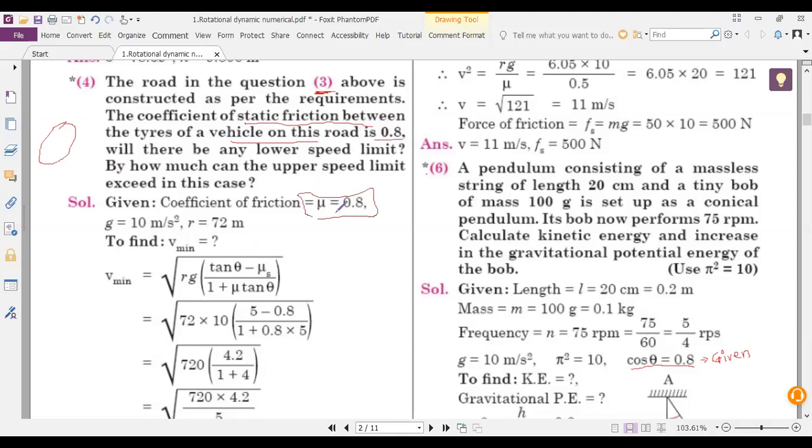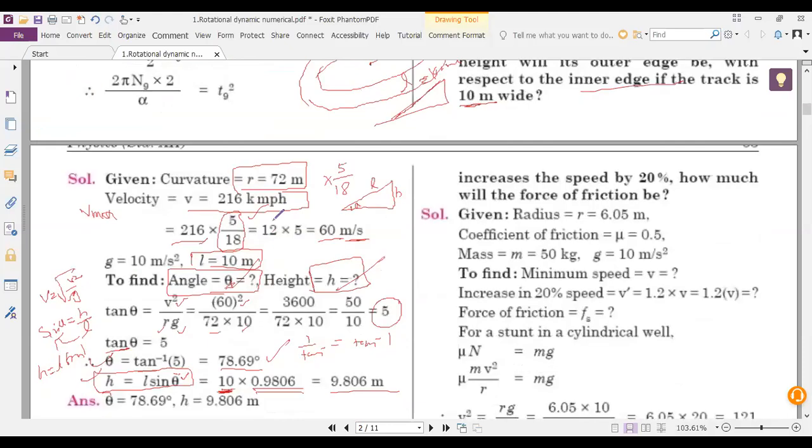Clear? Next, g is already given. g is a fixed constant, it is always given. What they are asking: will there be any lower speed? They are asking the minimum speed. Okay. How much can be the upper speed? They are asking the maximum speed. So in this question, they are asking the car's maximum and minimum speed. But again, come to the previous question. What is the maximum speed given?